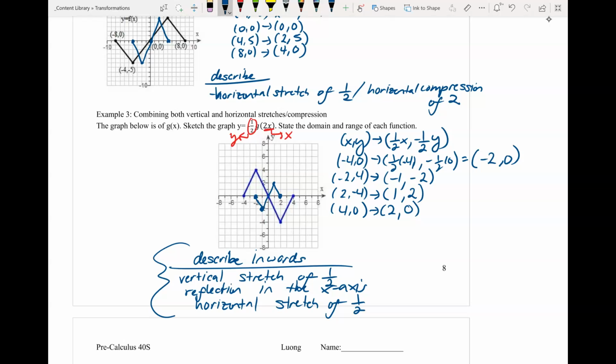Lastly, for this question, it says find the domain and range of each function. So for g of x, our most left x point is at -4. Our most right x point is at 4. Our lowest y value is at -4. Our highest y value is at 4. Now if you look at the graph of y, which is our transformed graph, our domain is now -2 to 2, and your range is also -2 to 2.